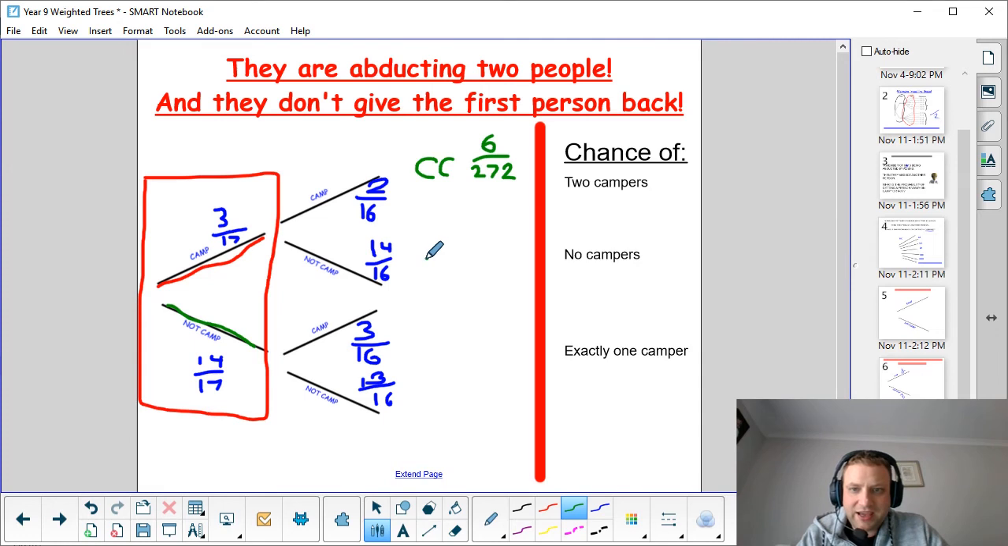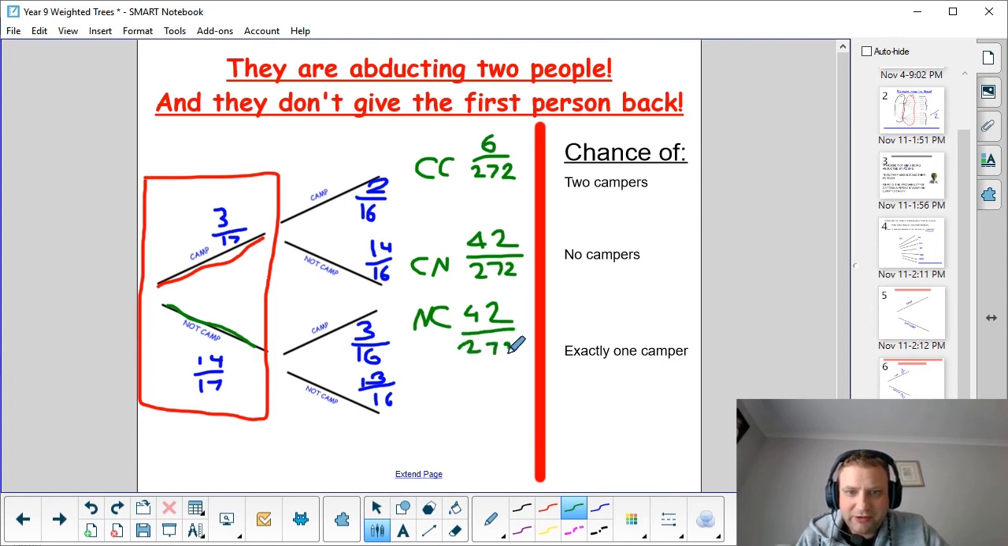The chance of getting a camper and then someone who isn't, again, you have to go down this path and that path, and now you're timesing this one by that one, 3/17 and 14/16. So unsimplified, you would get 42 out of 272. Okay, we've got our first 2. We're moving on to the bottom half of the tree diagram, so we're getting a not camp person, then a camp person in that order. But again, timesing these 2 together, I should get the same answer. That is also a 42 out of 272 chance.